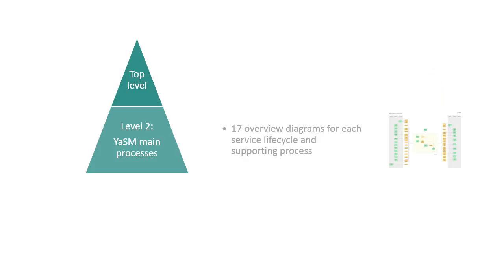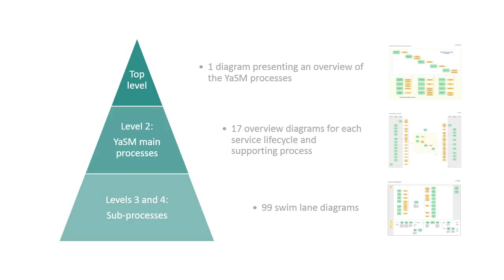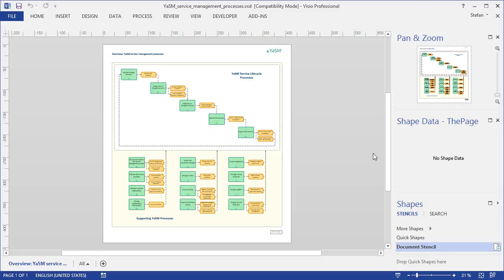Going down to the next level, we will find a set of 17 diagrams, one diagram for each YaSM main process. An example for such a main process would be service design. From this main process level we can go down further to the levels 3 and 4 with the sub-processes, where we finally get to see swimlane diagrams with single activities. So down here at the sub-process level we explain in quite a bit of detail what needs to be done by whom and in what sequence. All in all, there are some 120 process diagrams contained in the YaSM process model. And now let's switch over to Visio to see how we've implemented this in the form of Visio diagrams.